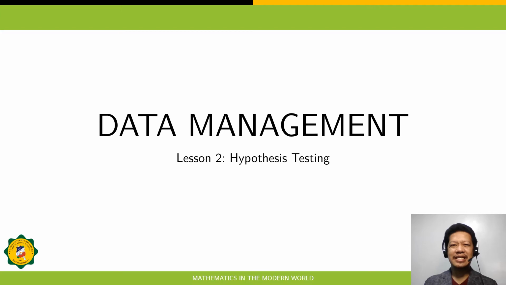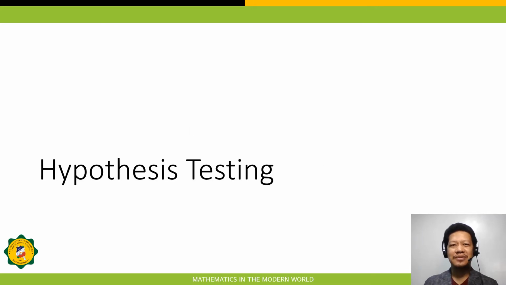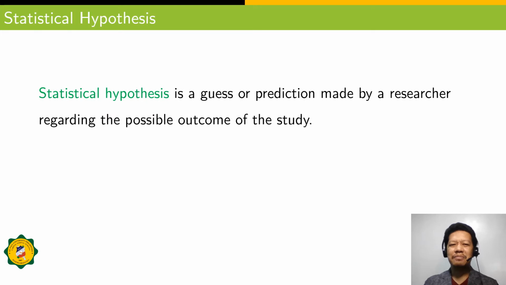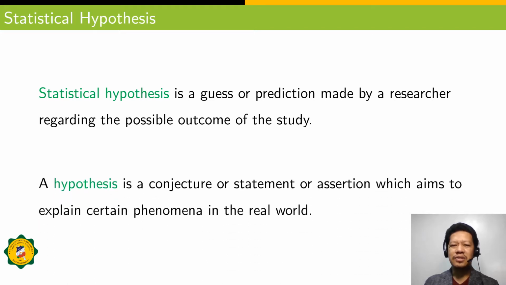So in this session, we're going to discuss the second lesson that's all about hypothesis testing. So what is hypothesis or hypothesis testing? Let's start with hypothesis. A statistical hypothesis is a guess or prediction made by a researcher regarding the possible outcome of the study. It is also termed as a conjecture or a statement or assertion which aims to explain certain phenomena in the real world.